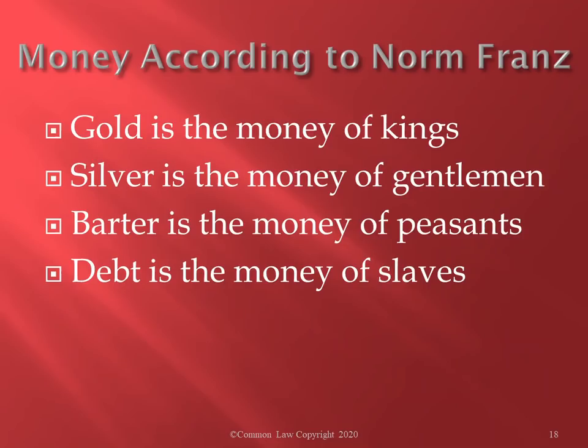Gold is the money of kings. This is money according to Norm Franz, okay? He wrote a book from what I understand. Anyways, gold is the money of kings. Silver is the money of gentlemen. Barter is the money of peasants. Debt is the money of slaves. So you are slaves when you're circulating Federal Reserve notes.